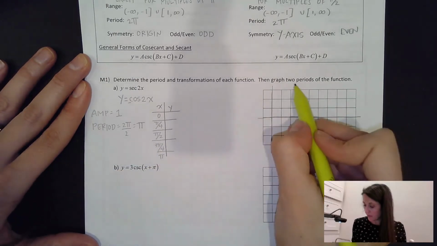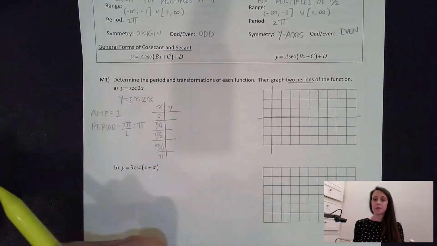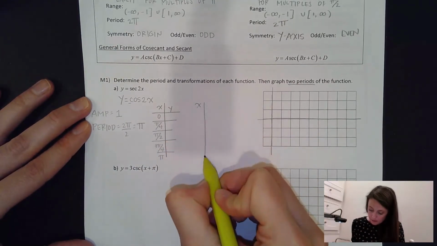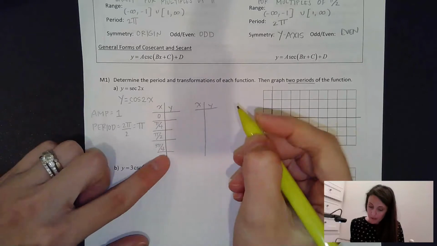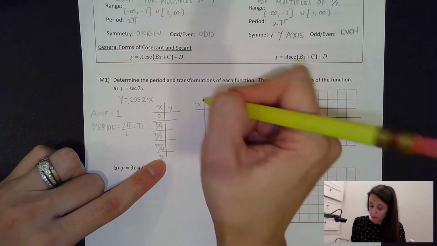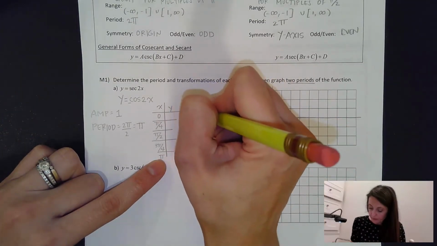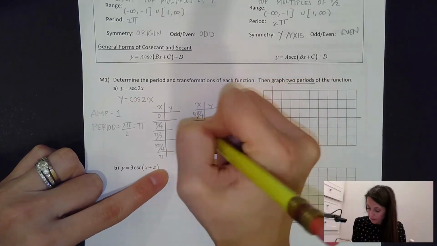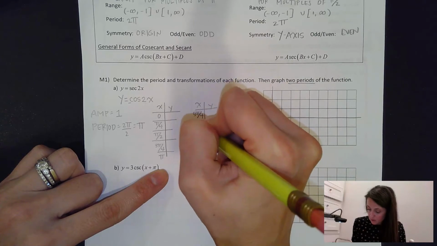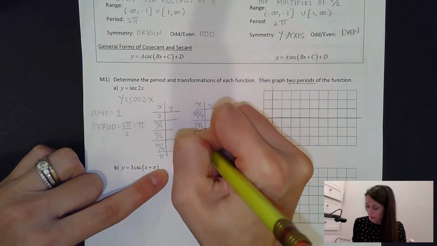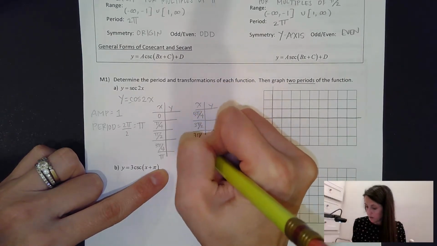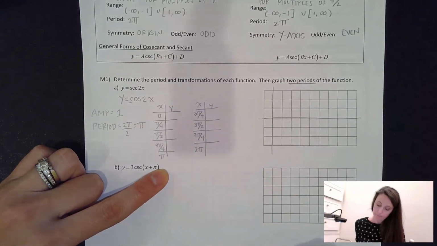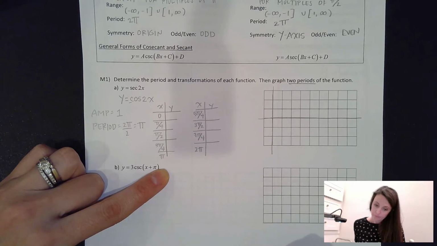It says to graph 2 periods of it. So if I just did this one more time, then it would be pi plus pi over 4, so that's going to be 5 pi over 4. Then it's going to be, what, 3 pi over 2? Then it'll be 7 pi over 4. And then it'll be 2 pi. Did I get all of them?